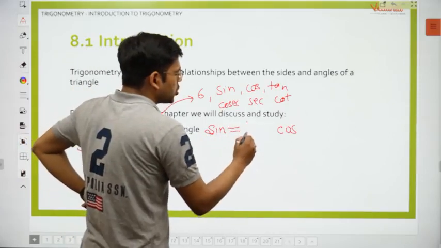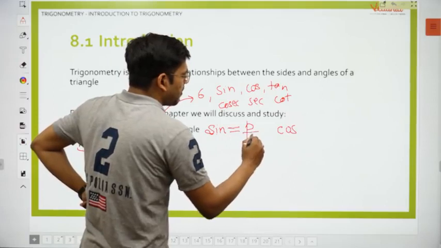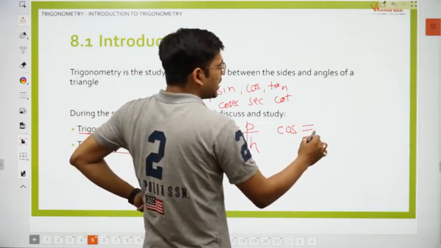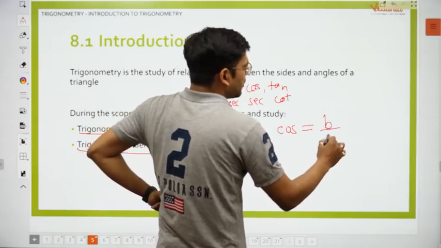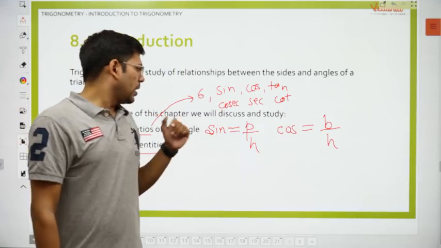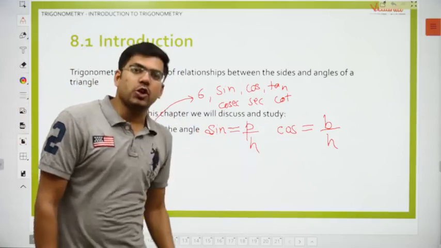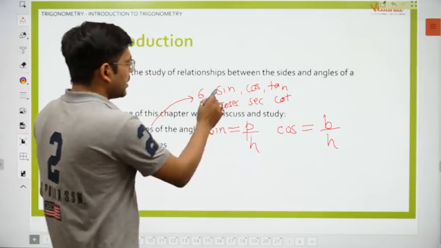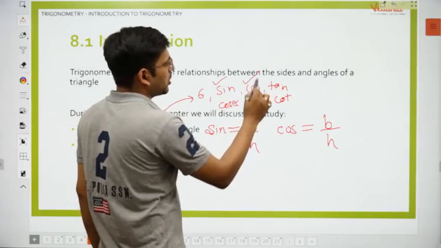Sine is a T ratio which is the ratio of perpendicular upon hypotenuse, and cos is a T ratio which is the ratio of the sides base and hypotenuse of a triangle. Now, by these two ratios only you can get all the other three ratios. I'll tell you how.